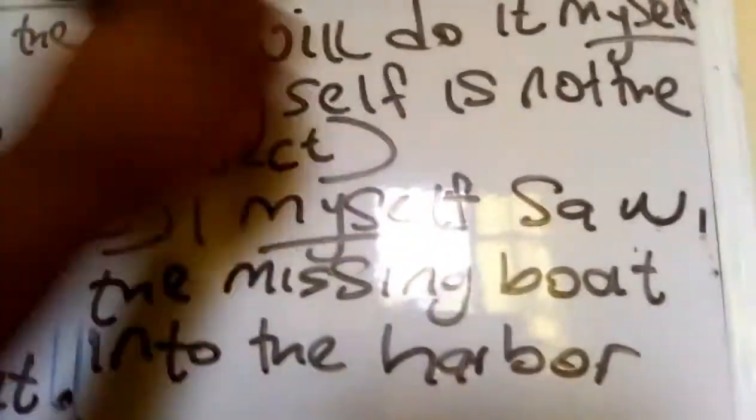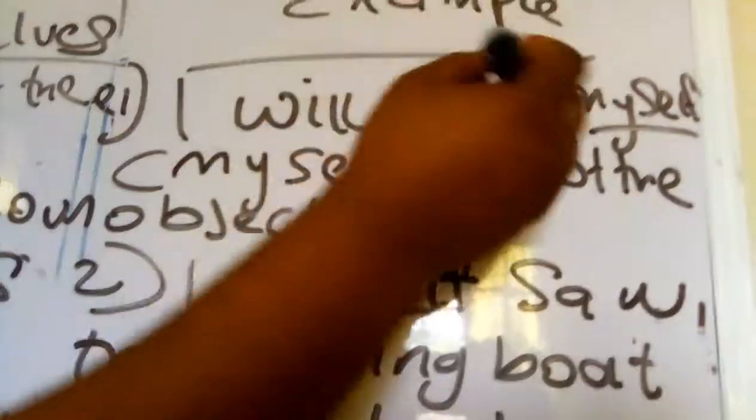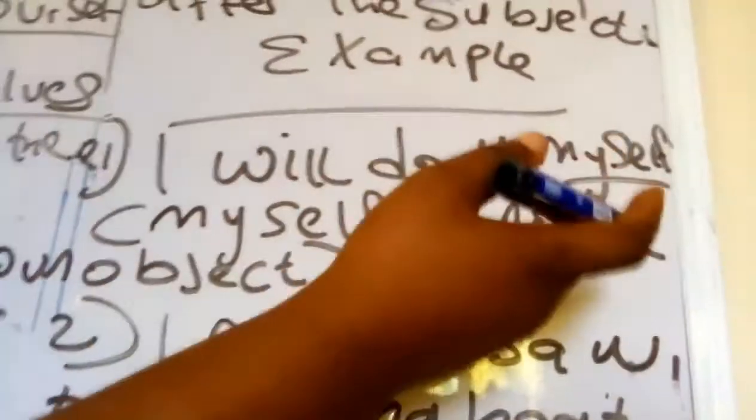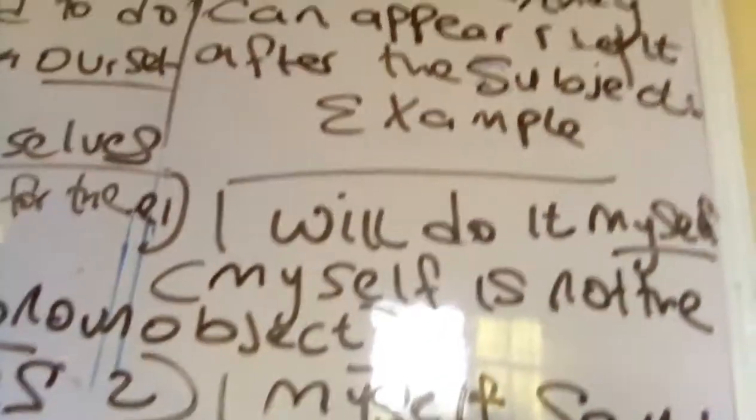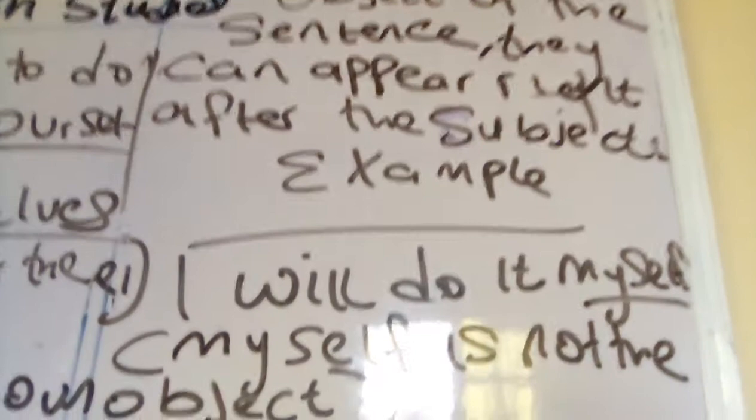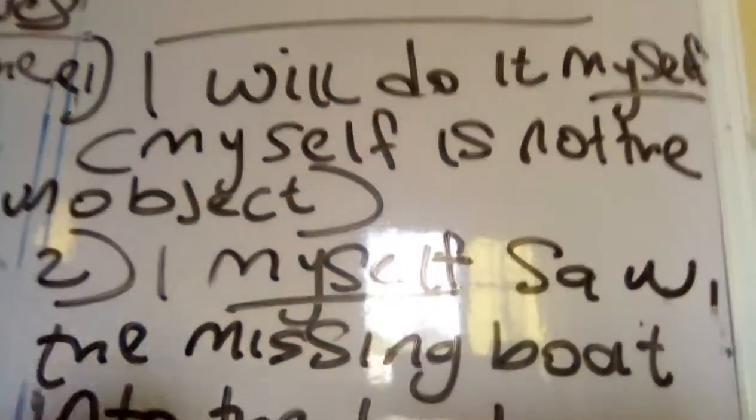One example of intensive pronoun is I will do it myself. Myself, as you can see, is not the object. I will do it myself, it's not an object. It's just telling you what the sentence is all about. The speaker is going to do it herself.